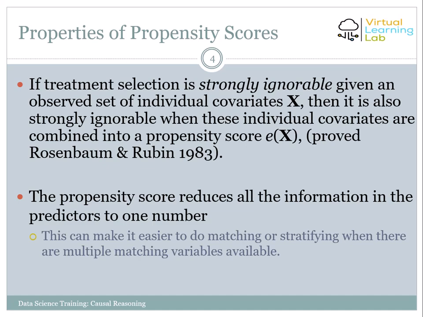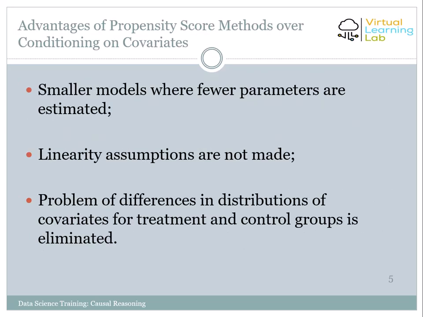The property of the propensity score is to try to achieve strong ignorability of treatment assignment. This means that if the potential outcomes are independent of treatment assignment given covariates, they will also be independent of treatment assignment given the propensity scores. So propensity scores allow you to use smaller models, because it doesn't really matter if you have 30 covariates or 50 covariates or 80 covariates used to estimate propensity scores.